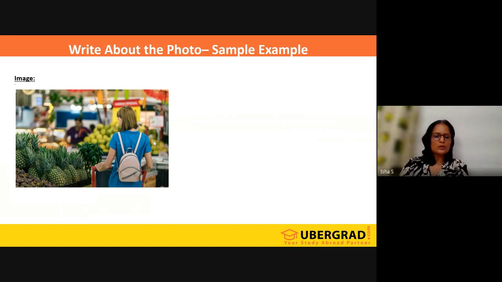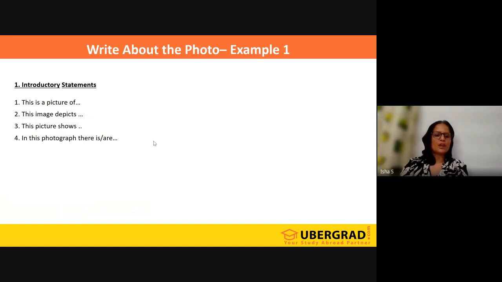Now here you have to write what exactly it is. So you have to describe this image. You can say a few statements. Now, introductory statements, how you can begin with the image: This is a picture of. This image depicts. This picture shows. In this photograph, there are. Whatever you see, you can just start with these beginning statements.